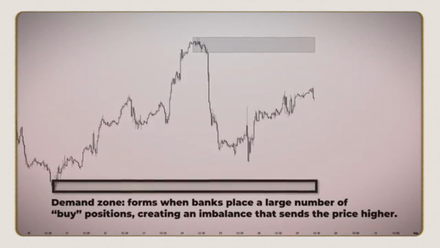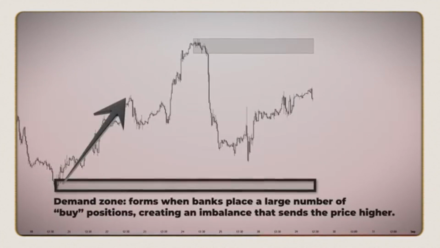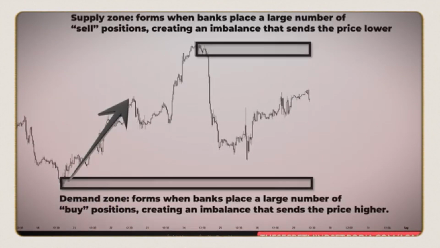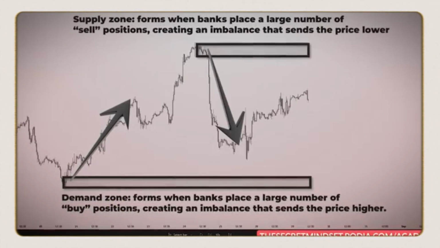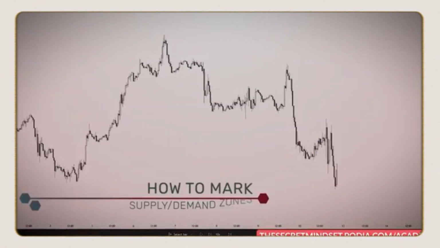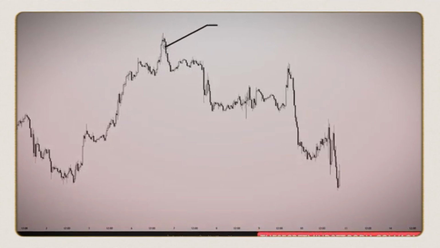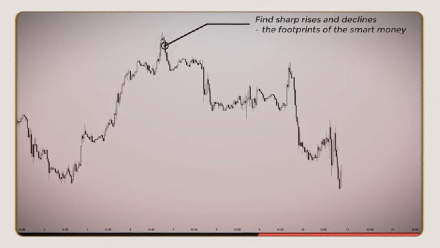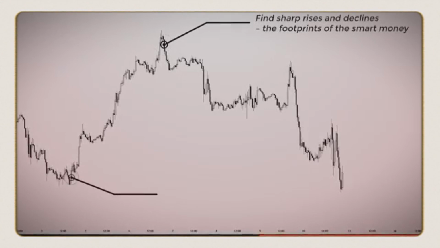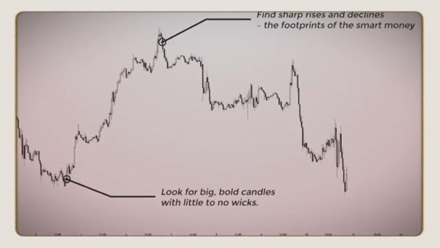Demand zones attract buyers and cause prices to bounce up, while supply zones push prices down when banks unload significant sell positions. To spot these zones, look for sharp rises and declines in price. These are the footprints of the smart money. Big, bold candles with little to no wicks signal that the big players are making their move.